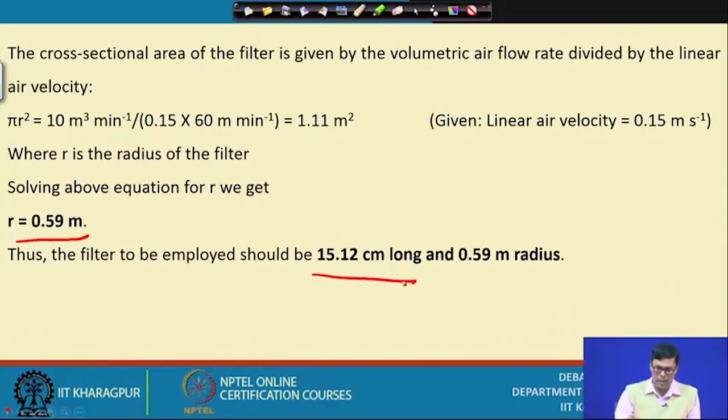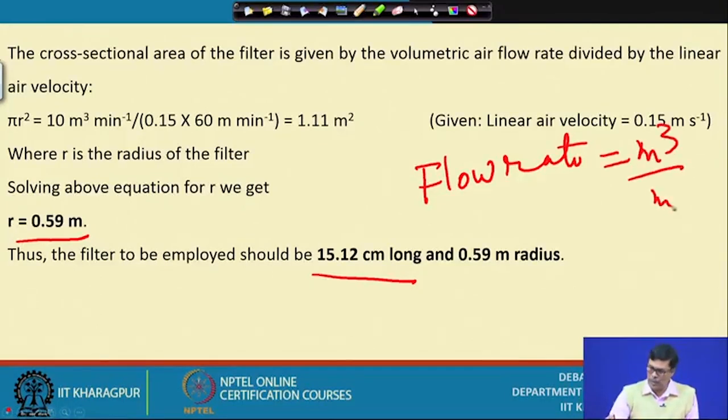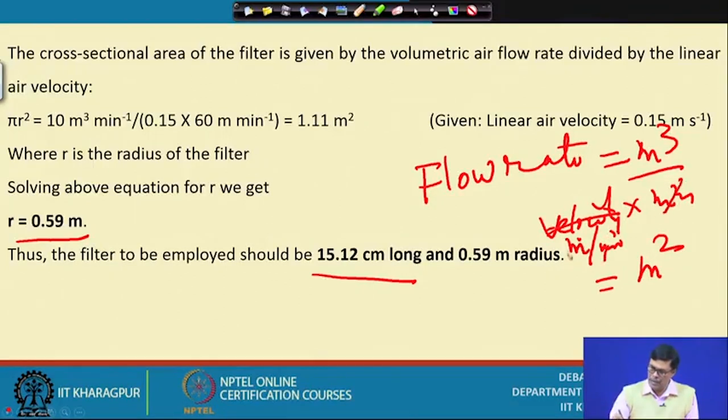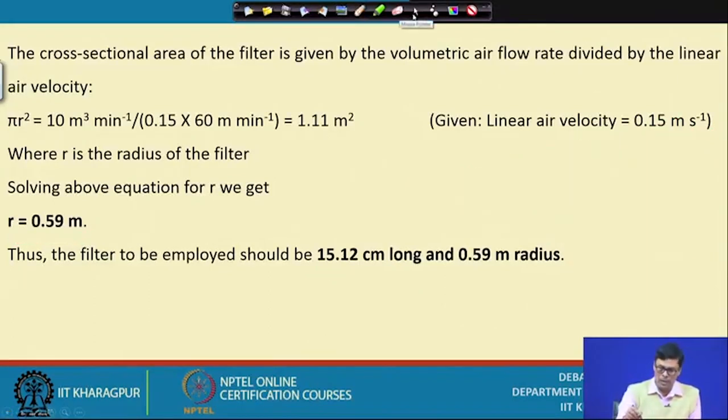I hope you understand how we have calculated, because we know the flow rate is cubic meter per minute, am I right? Now, if you divide by the velocity of air, then obviously we will get the cross sectional area. What is the velocity? Velocity is meter per minute, am I right? So, minute will cancel and one meter will cancel, leaving the square. So, it will be area. So, this is how we can calculate the radius and the length of the air filter.